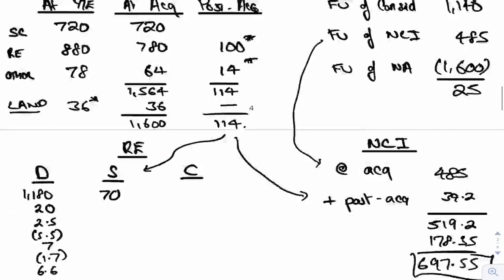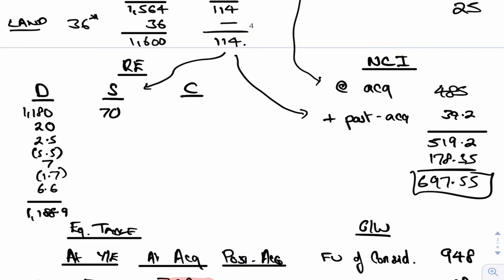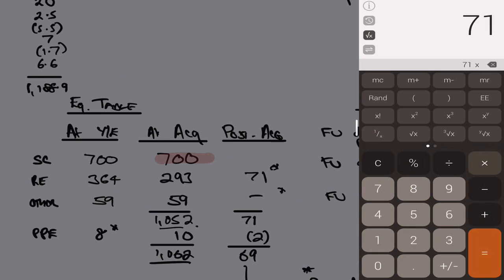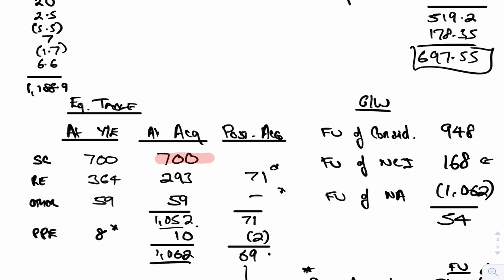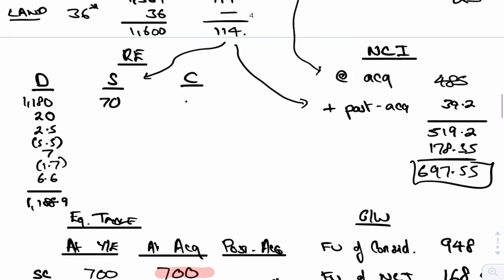Retained earnings we need to work out. So retained earnings, let's have a look at all of those. We have got all of that added down, should come to 1188.9. We've got 70 there. We just need to work out what theirs are. C's 71, look. So 71 and we've got 85% if I remember. 60.35, is that right? Not 71, sorry, 69 there. 69 times 85%, 58.65.